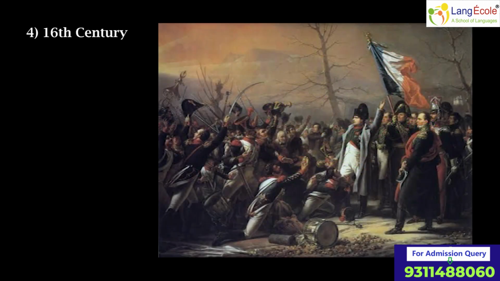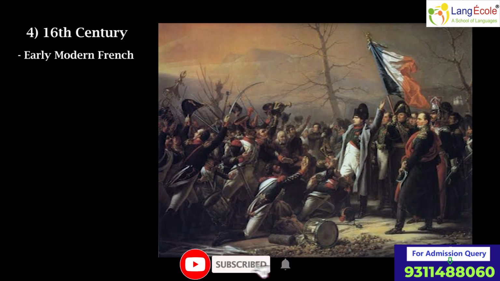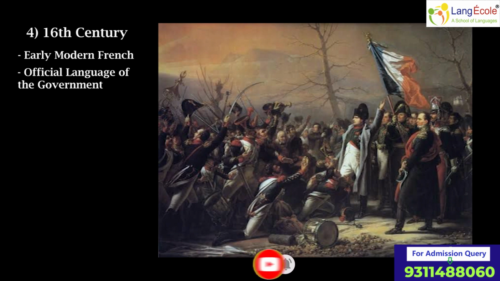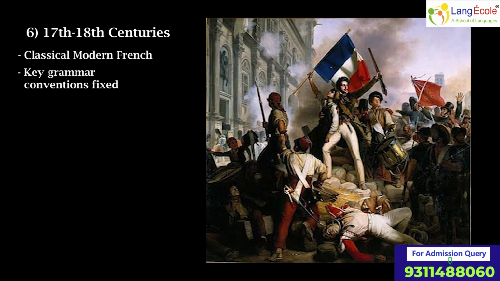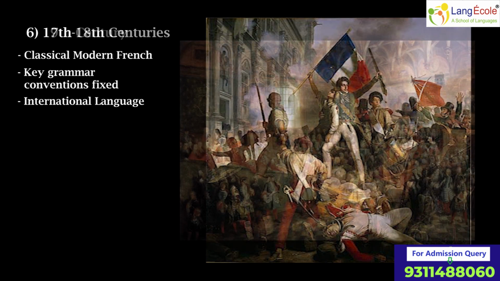16th century was the period of development of early modern French. Users were trying to raise the language to the same level as Latin for literary pursuits. This is also the period when French became the official language of the government. The period from 17th to 18th century was called the era of classical modern French. It fixed the key grammar conventions leading to modern French. It's the time when French was an international language due to the country's expansion of its colonies.